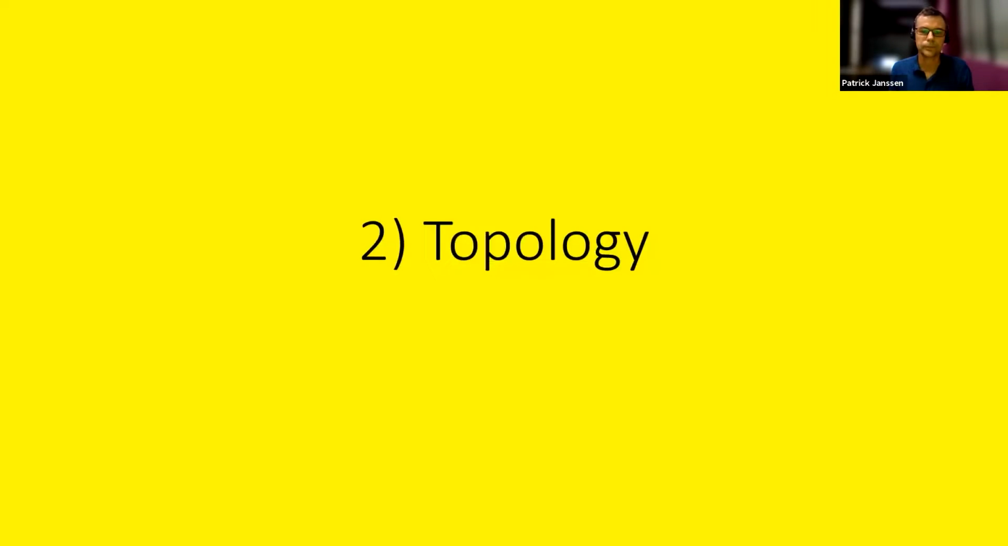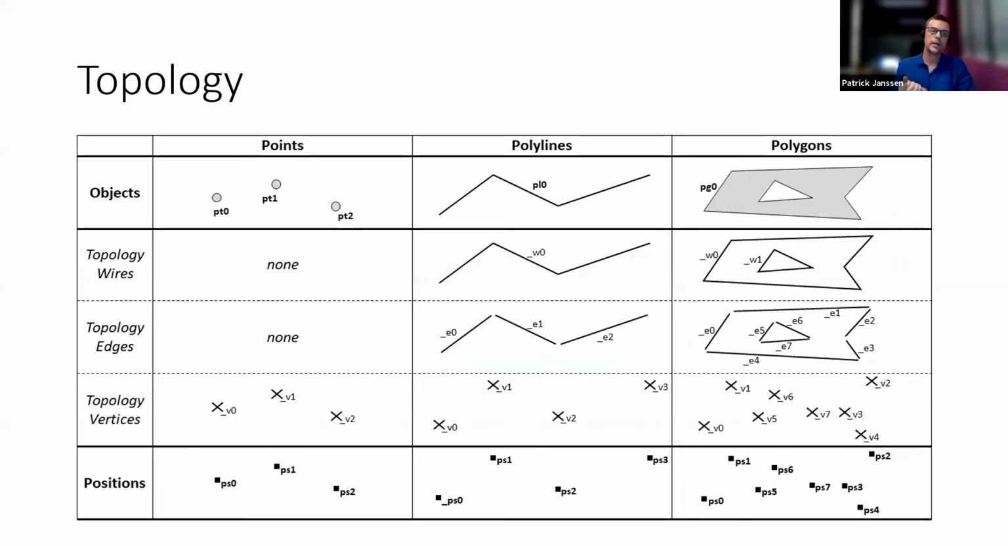So topology is another really critical thing that we were very keen on right at the start. To explain what we mean by topology: when you have geometric objects like points, polylines, and polygons, we want to be able to go inside those objects and find the components inside them. These components are what is the topology.